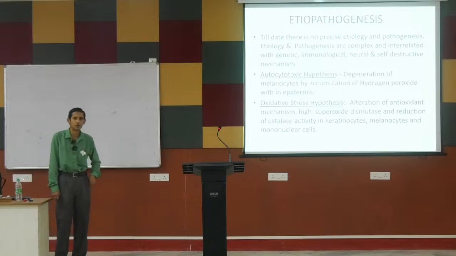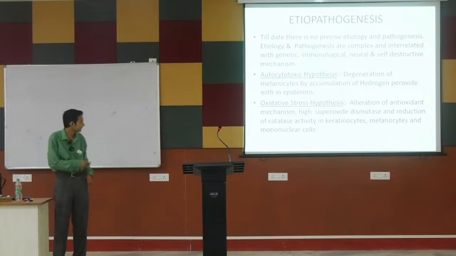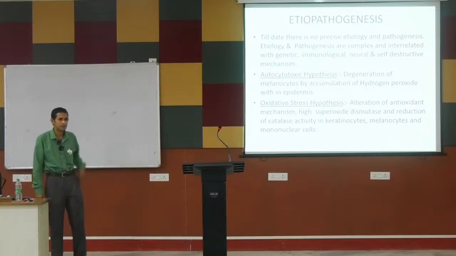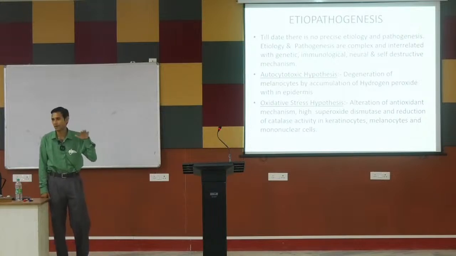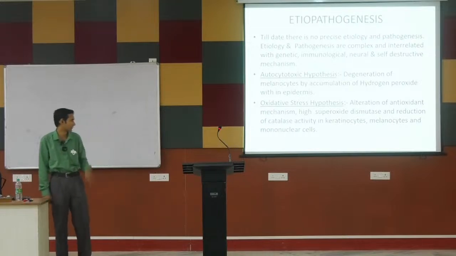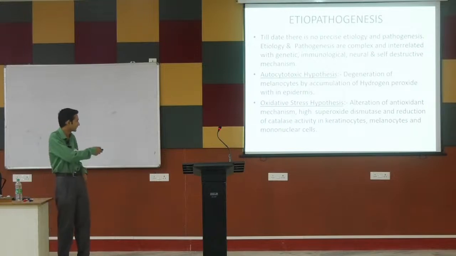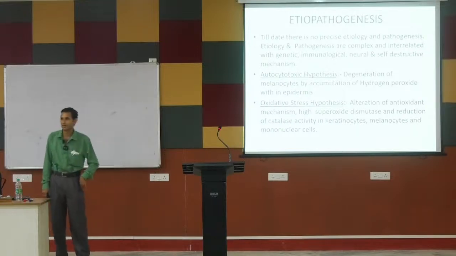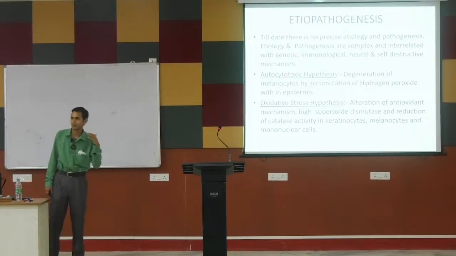First one is the autocytotoxic hypothesis. What is the autocytotoxic hypothesis? It means the degeneration of the melanocyte due to accumulation of hydrogen peroxide within the epidermis. This hydrogen peroxide is very toxic to the epidermis and leads to the destruction of the melanocyte, leading to this type of depigmentation. So this is the autocytotoxic hypothesis. Number two is the oxidative stress hypothesis. What is the oxidative stress hypothesis? There is an alteration of the antioxidant mechanism.